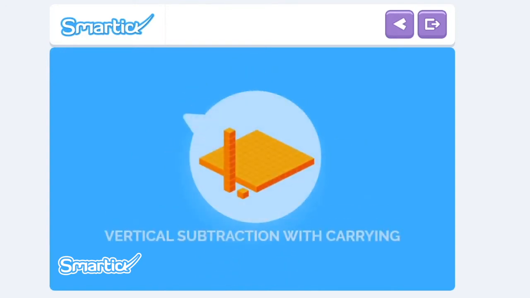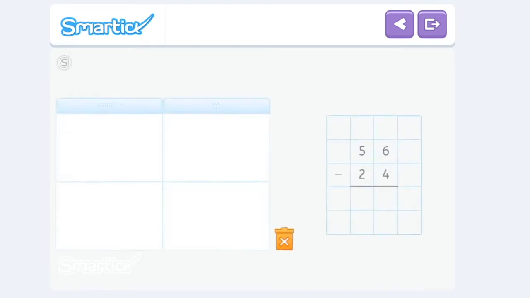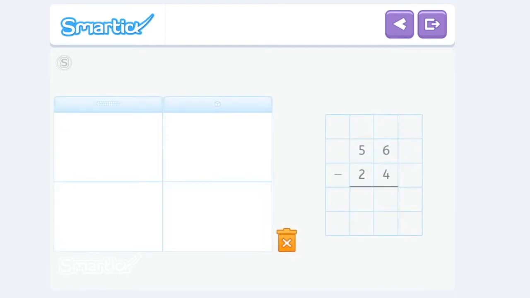Vertical subtraction with carrying. We're going to start with something you already know how to do. Subtract 24 from 56 using the blocks. Let's go through it step by step.